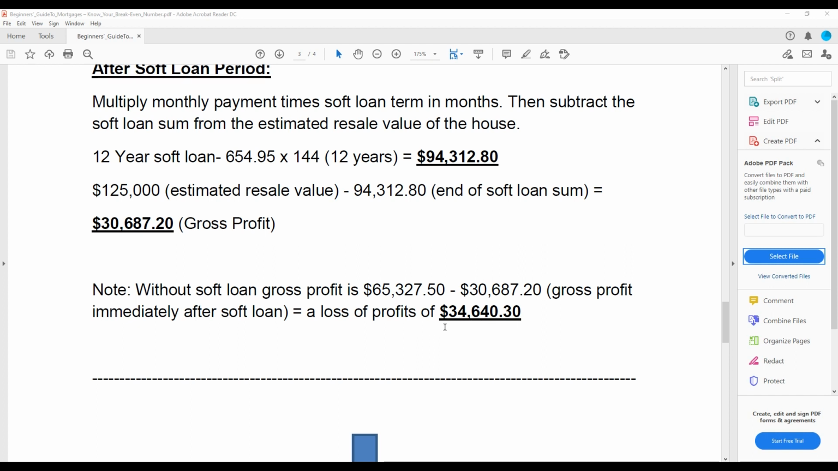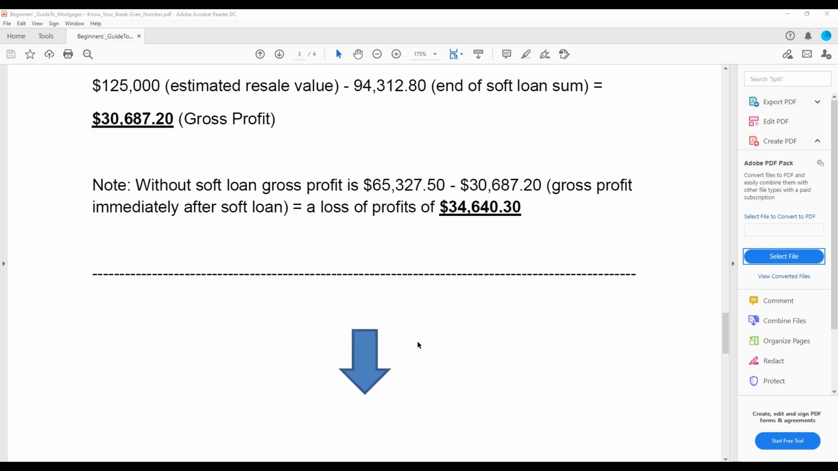However, in this scenario, the homeowner would have still lost $34,640.30. That's better than coming in the red by extending past the break-even year to now we are 20 years since the sale of the property, and there's just no way that the money spent can be recouped.